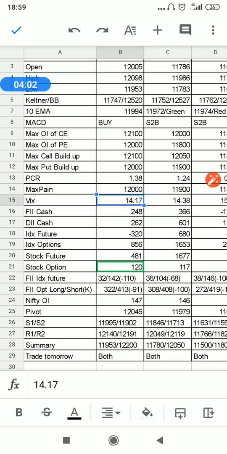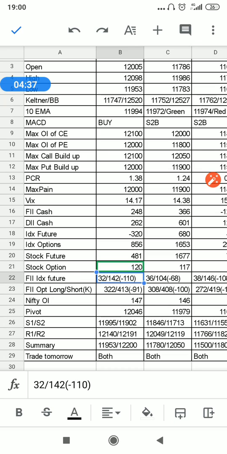Okay, now we'll look at this FII data. FII has only bought 248 crore. This is very interesting. Yesterday also there was not heavy buying from FIIs, neither from the DIIs. Today also DIIs have not bought much. In fact, FIIs have shorted the market. Index future they are short 320 crores. Index option they have bought, that we will see in the subsequent point, because that includes both call and put. Stock future they have bought 481 crore. Stock option I have just kept it here, but we will not get much from that parameter.